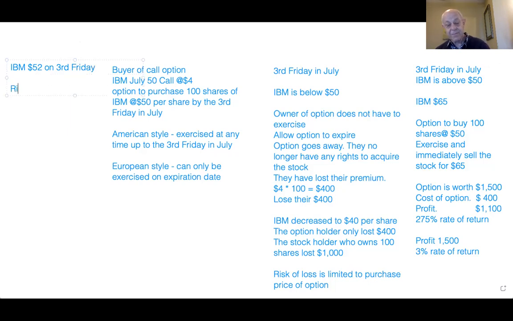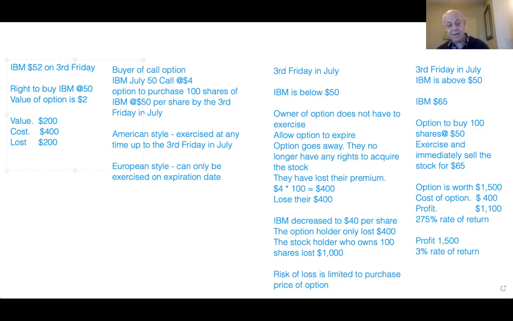Well, you have the right to buy IBM at 50. So you're not going to allow the option to expire. You're going to exercise the option, then you're going to sell the stock at 52. So the value of the option is $2. So the value is $200. Cost was $400. You lost $200.